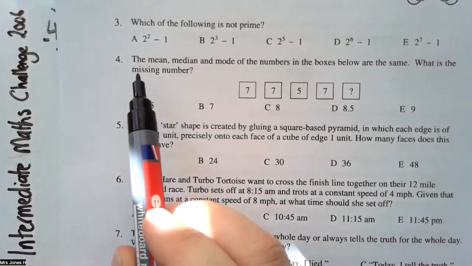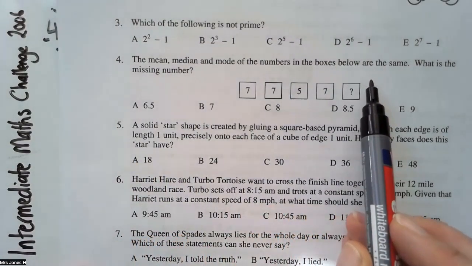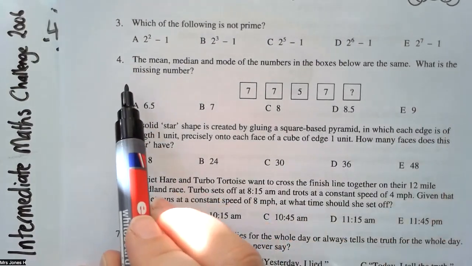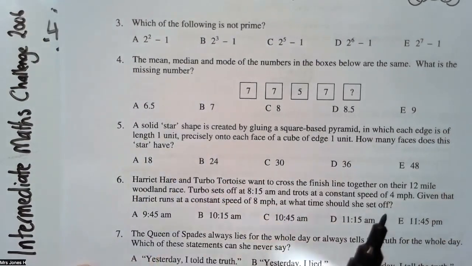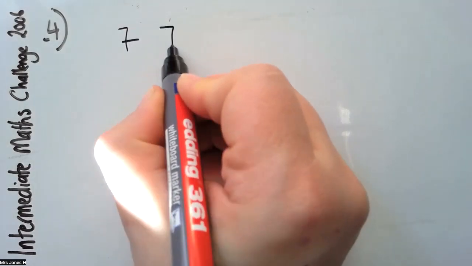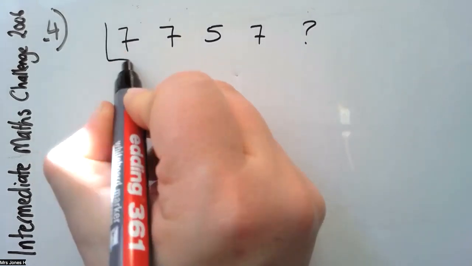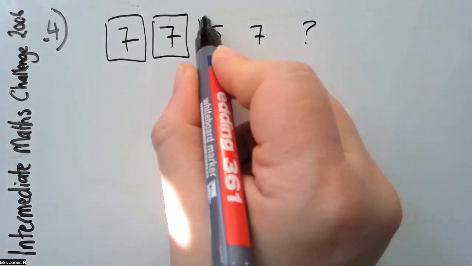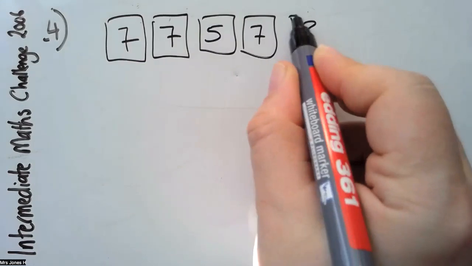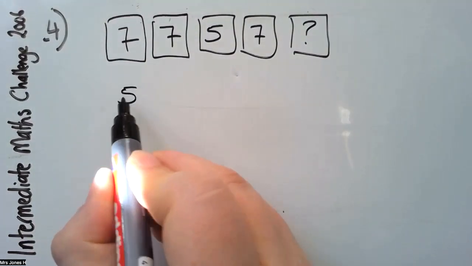Question 4. The mean, median, mode of the numbers in the boxes below are the same. What is the missing number? So the first thing I'm going to do is order them.